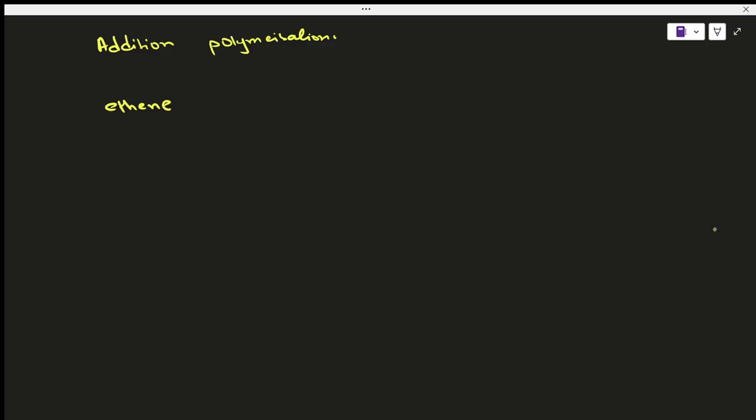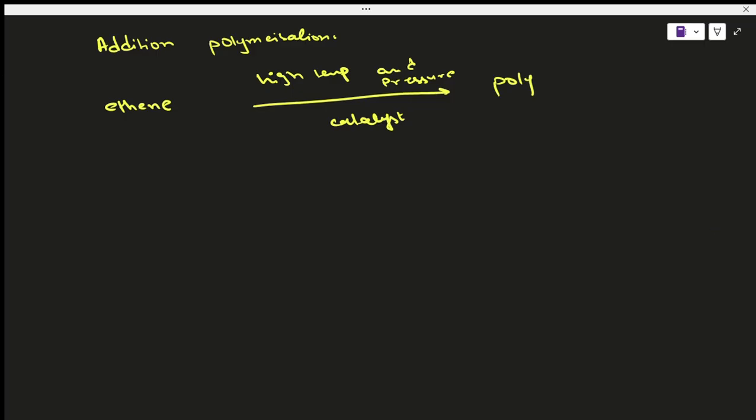And you need high temperature and pressure. You also need a catalyst, by the way. You don't need to know the names of these catalysts. And what is it going to form? It is going to form polyethene. Now, ethene molecules are smaller units, and polyethene is a long chain polymer.